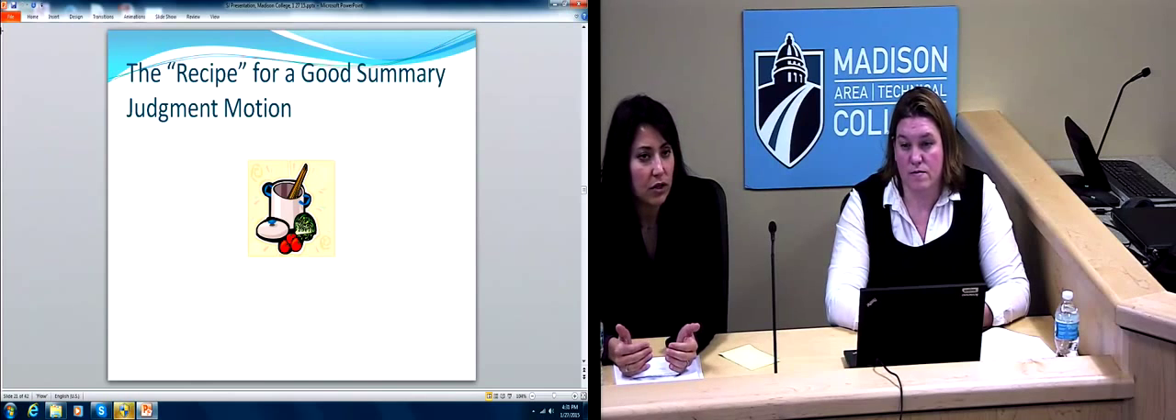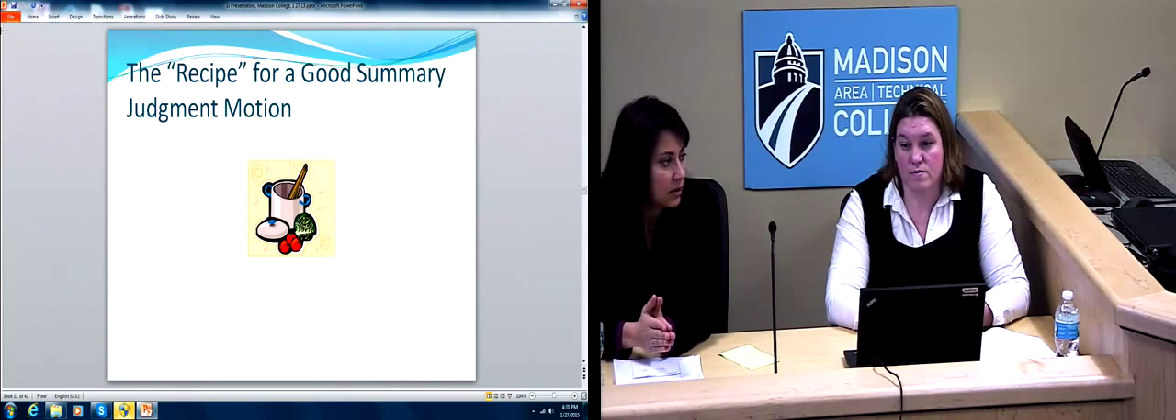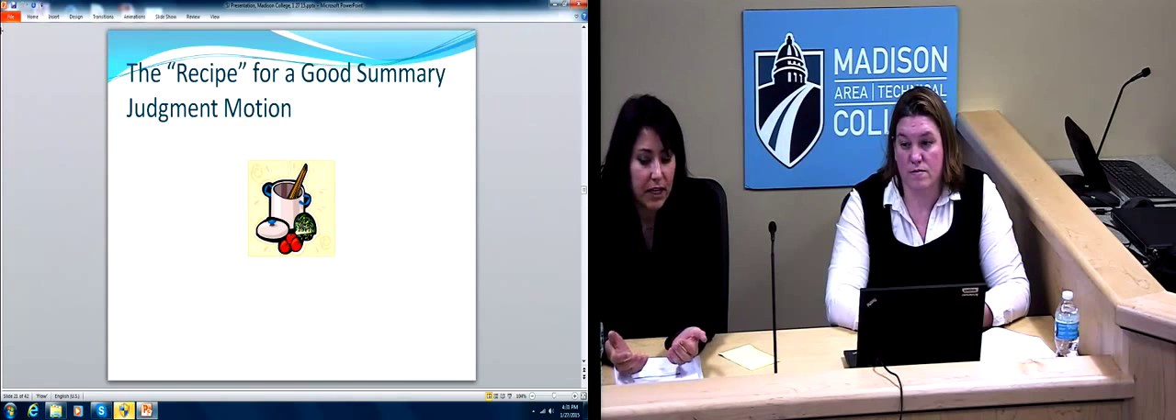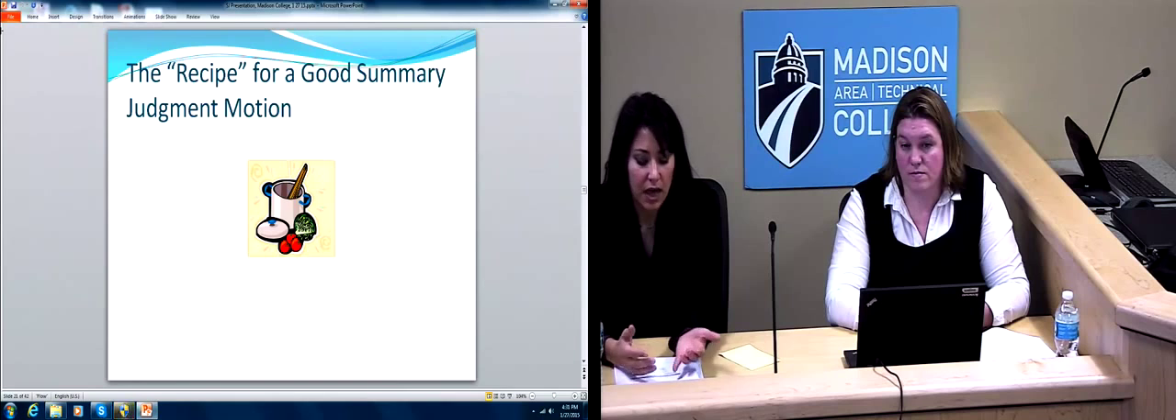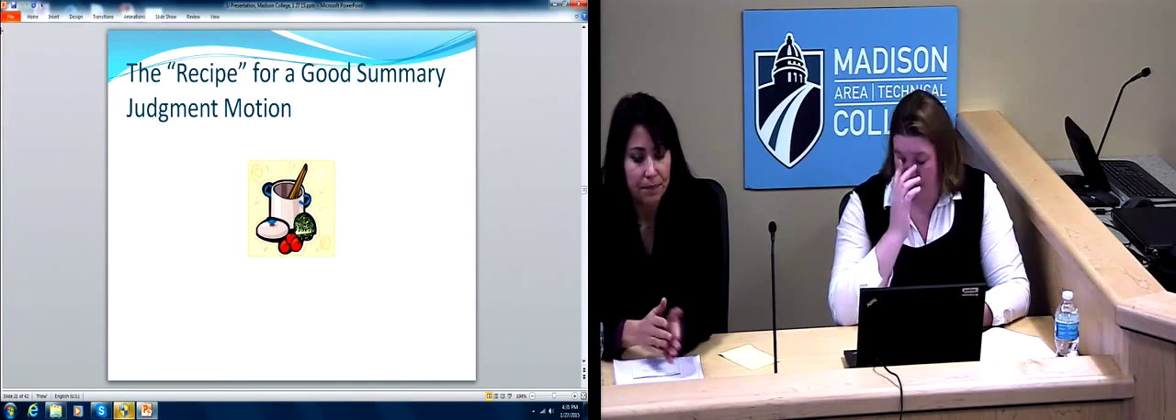And when you're trying to get a case dismissed and there is a dispute of fact, that's really one of the only ways that you can get around it. You have to convince the judge that that dispute doesn't matter to the outcome. So you're talking about the facts, you're talking about the summary judgment standard, and you're also talking about the substantive law.